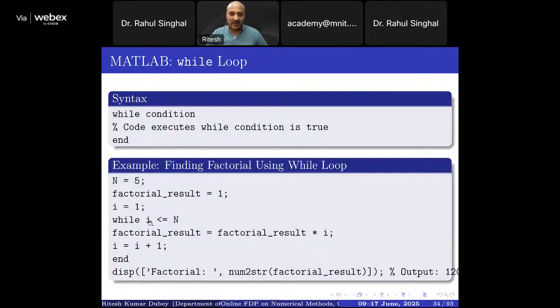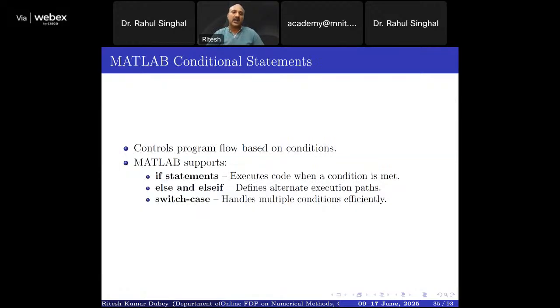Again, it will go and check whether 2 is less than or equal to 5. Yes, then again it will happen. So it will happen up to 5. And after that, once I equals 6, it will check whether 6 is less than or equal to 5. The answer is no, and then it will terminate. And then the answer will be stored in the factorial_result variable, which you can display this way, and you will get the output 120 in this particular case.